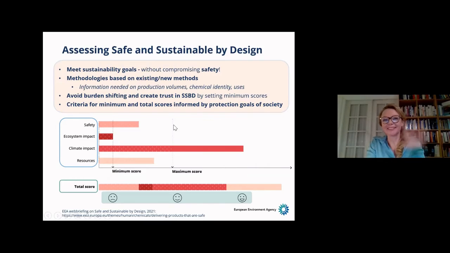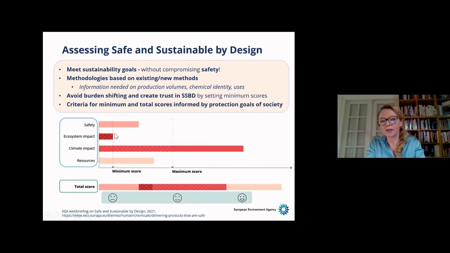Well, first of all, as I said, the ambition of the chemical strategy for sustainability is to meet not just one, but multiple goals at the same time and without compromising safety. So you need to bring in these different aspects. You need to have methods to score them into some kind of unit that can be brought together. And we also think that you need to set minimum criteria so you avoid greenwashing. So you don't say, this is very green because it has a really good scoring for climate, but if it really degrades the ecosystem or human health, it shouldn't be called safe and sustainable by design, because that would undermine the whole approach, including for all the other companies.